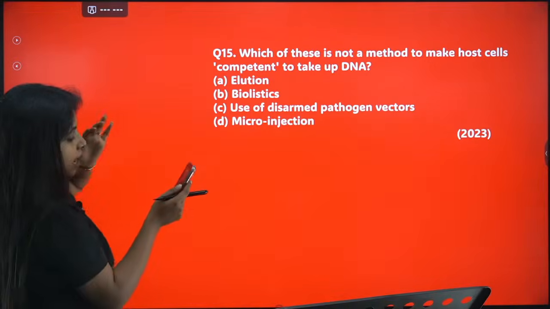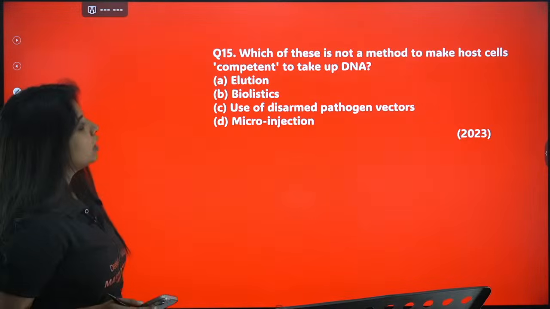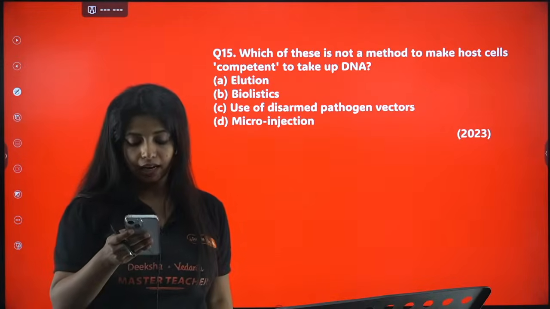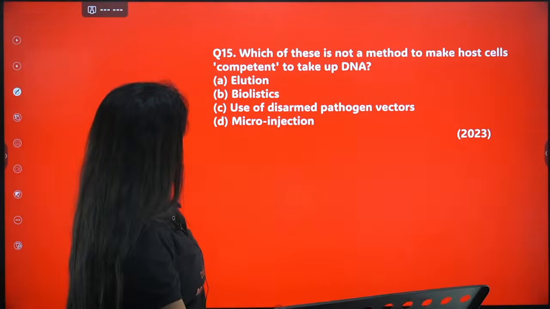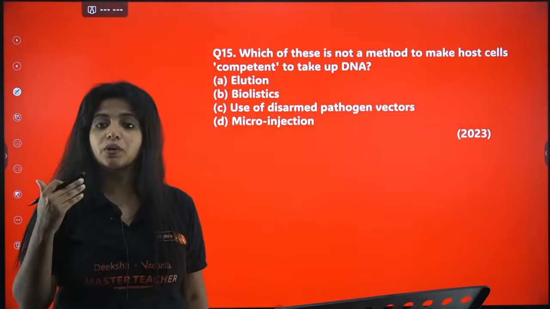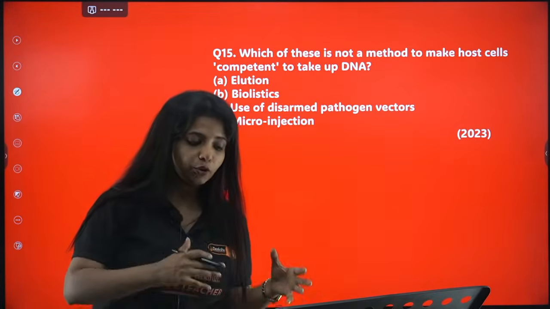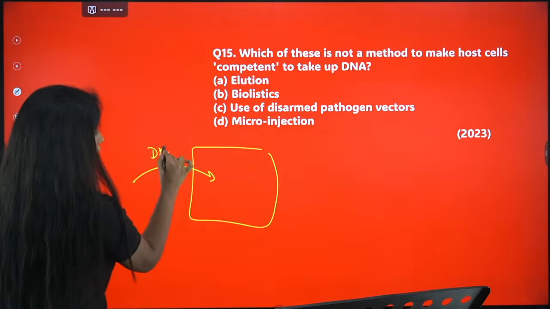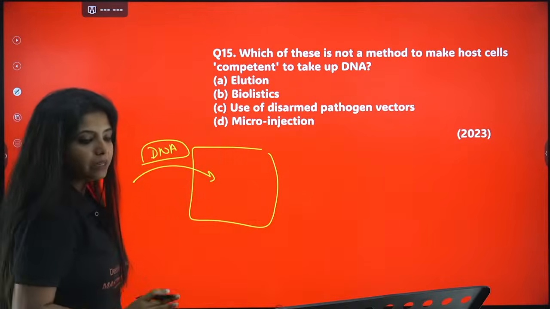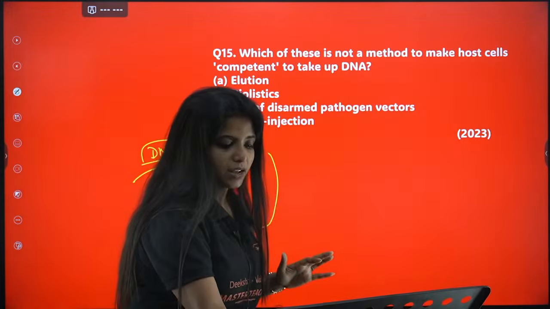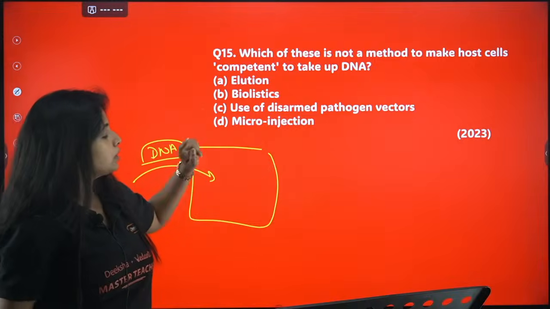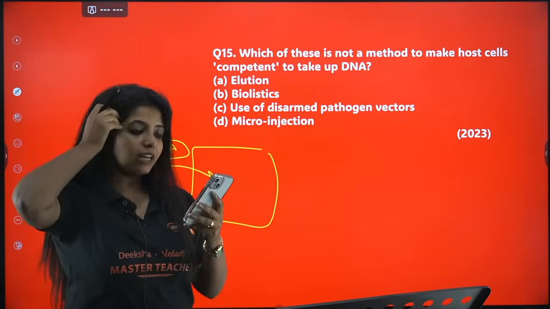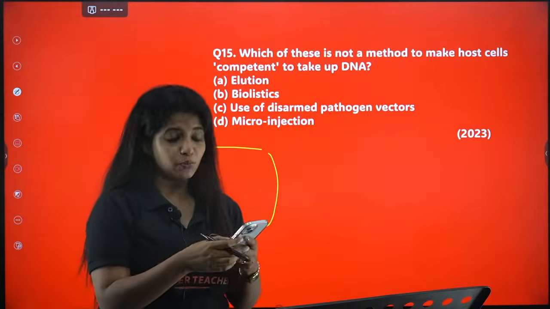Now 15th question. We just have 5 more questions, my dear children. Which of these is not a method to make host cells competent to take up the DNA? That means it has no help in taking up the DNA. This is not a method used for taking up the DNA, in simple language. What is the answer for this particular question? Elution, biolistics, use of disarmed pathogen vectors, microinjection. You tell me the answer, I'll explain the other options as well.